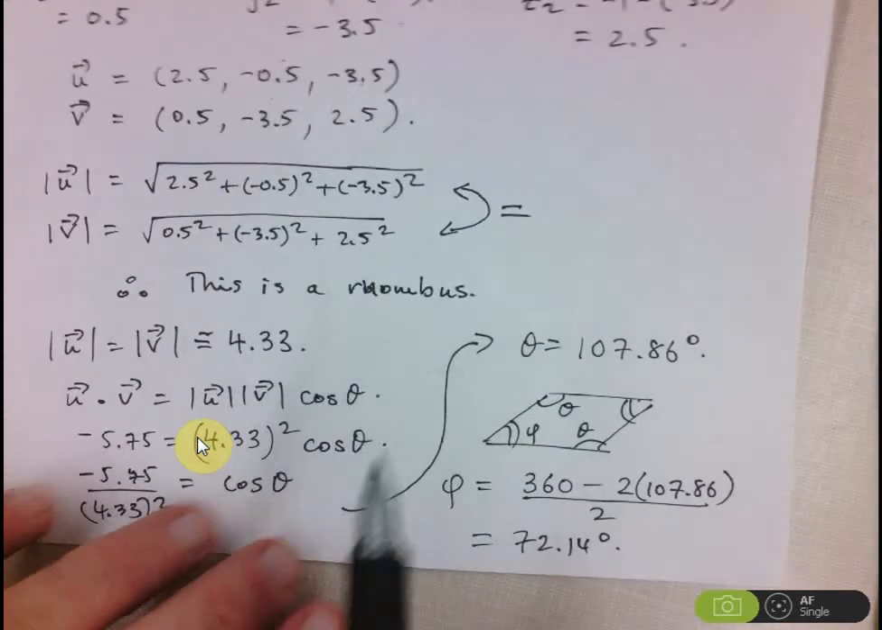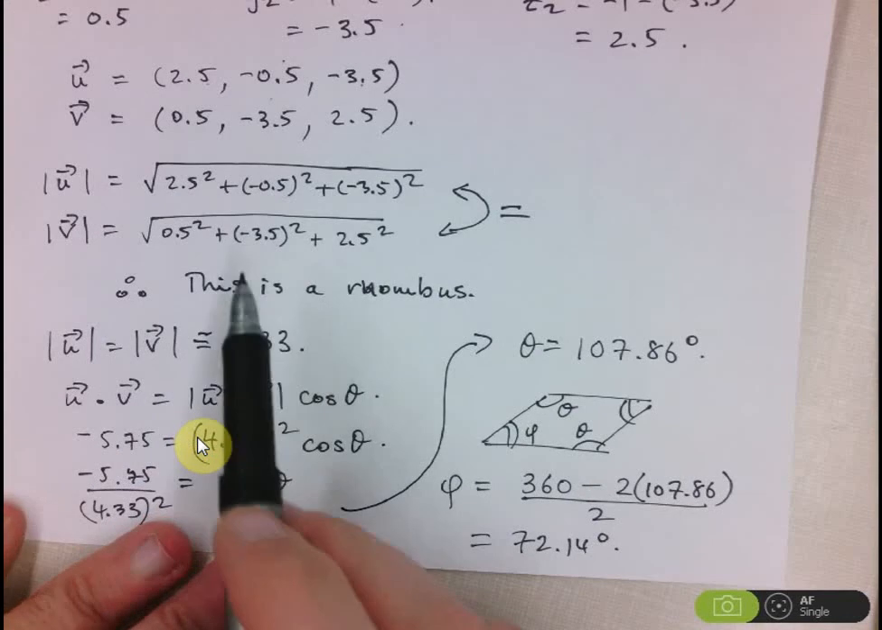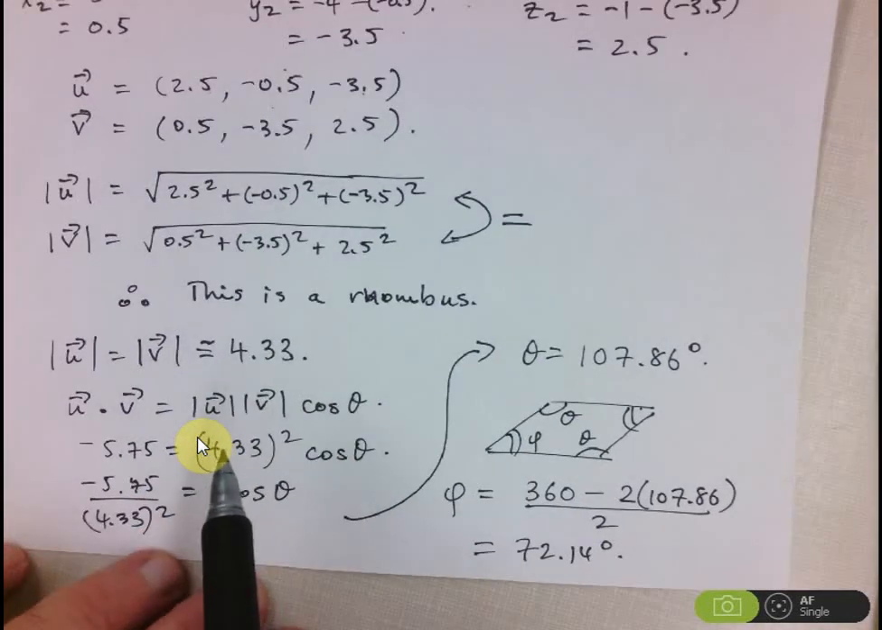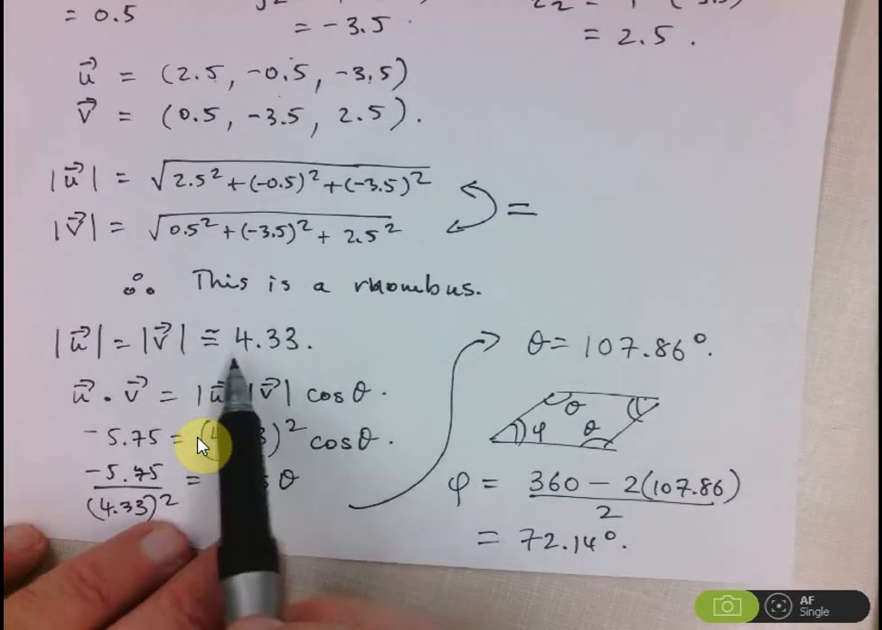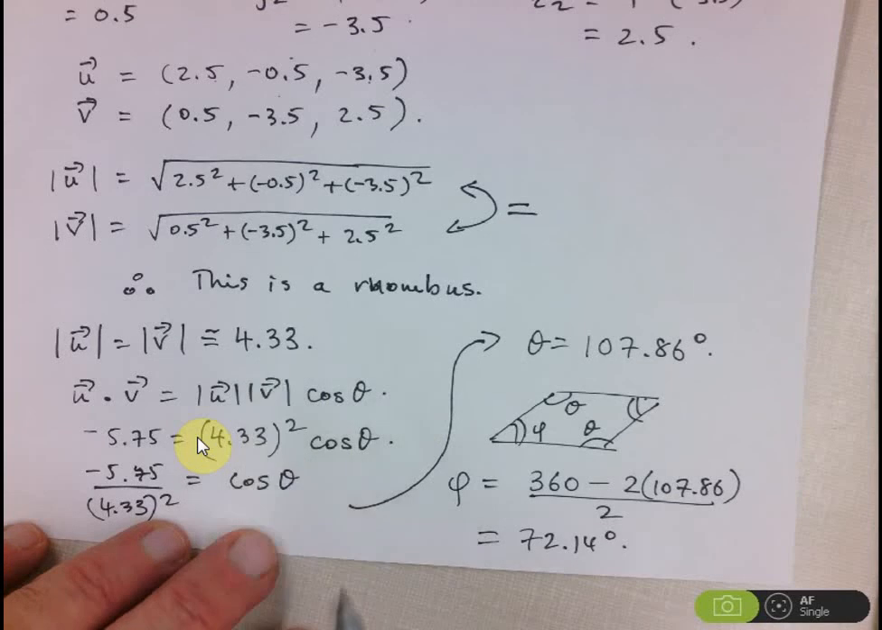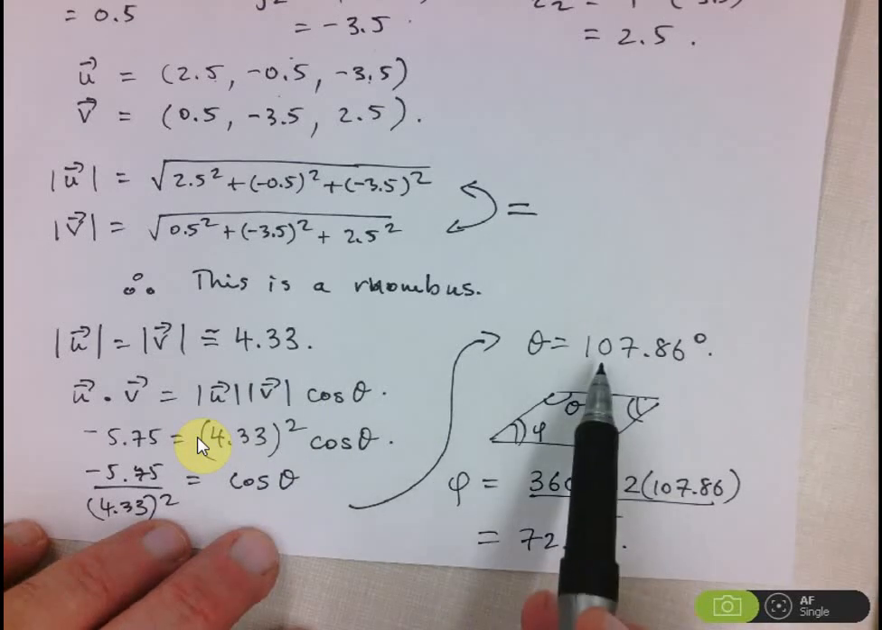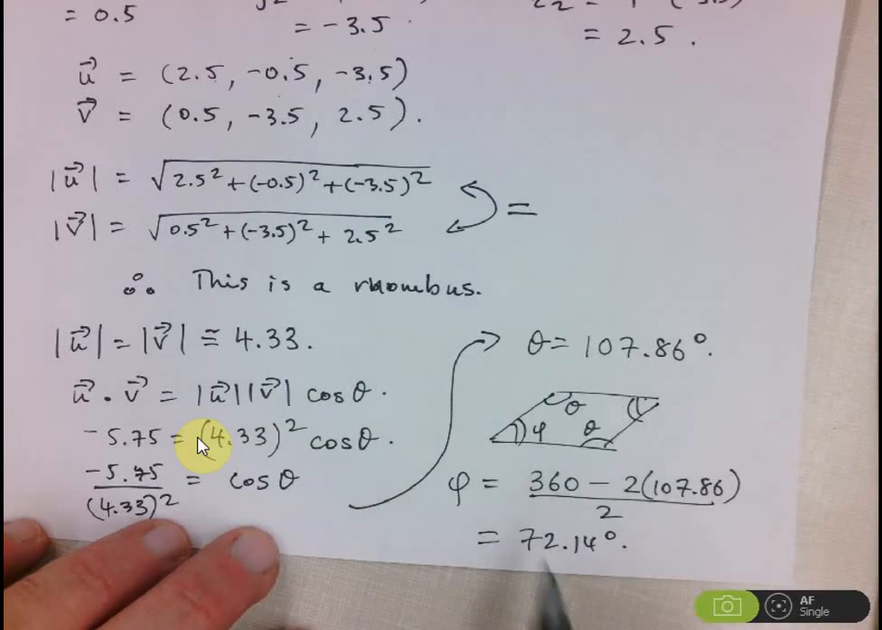We have that we've proved that it's a rhombus by showing that all four sides are equal. We found the side lengths for all four sides, and we found the angles. So we have two angles of 107.86 and two angles of 72.14. Okay, that is it.